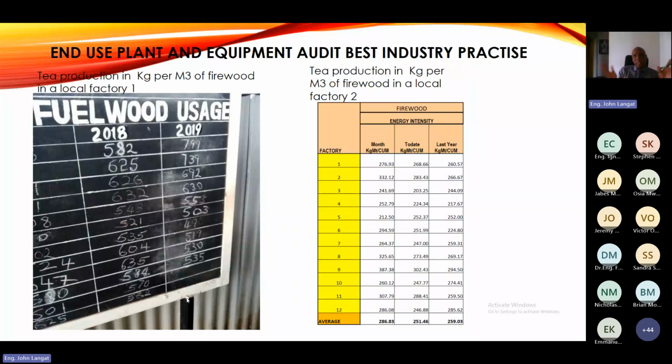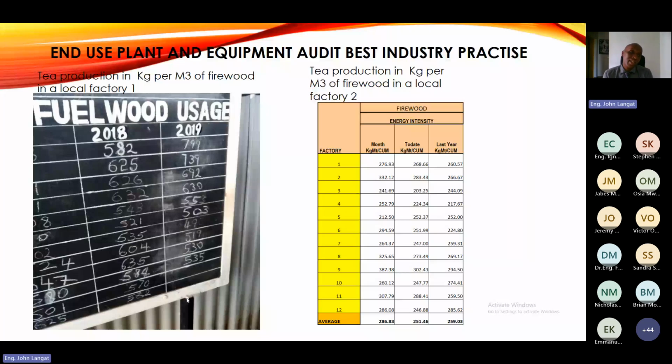This is just two different factories. I'll not mention the name for the sake of privacy. All of them are in Kenya. Perhaps they are even in the same region. But this is the firewood consumption. Normally they track firewood consumption in terms of kilograms of made tea per cubic meter of firewood.